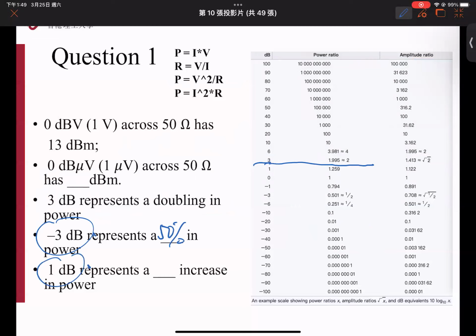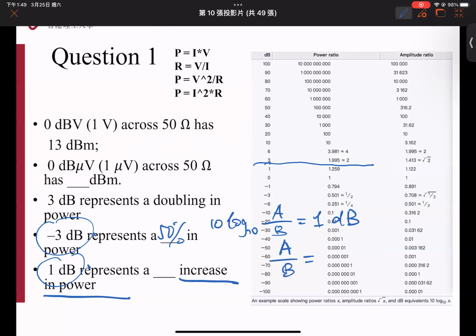We can also apply the same idea, but now we are going to talk about an increase in power. Before, we have 10 log 10 of A compared with B equal to 1 dB. And then we do the same trick. So A compared to B will become like 10 to the order of 0.1. If you calculate it, what we get is the value of 1.259. So this is their comparison, right?